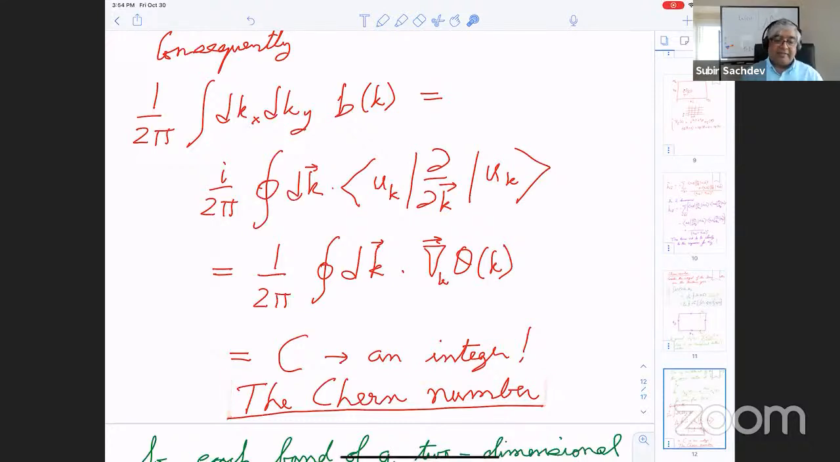It's the integral of the Berry curvature of the band in 2 dimensions over the Brillouin zone.